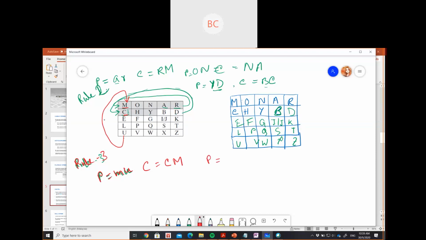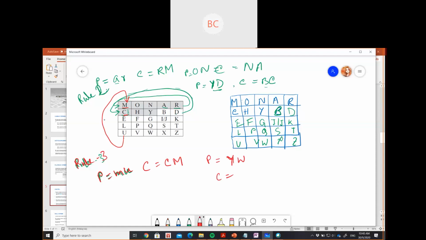Okay, you can take another example. Maybe let's take YW. Okay, I'm telling you again. Now the plain text is YW and you are going to replace it with the help of rule 3, which is the replacement according to the column. So what will be the ciphertext?